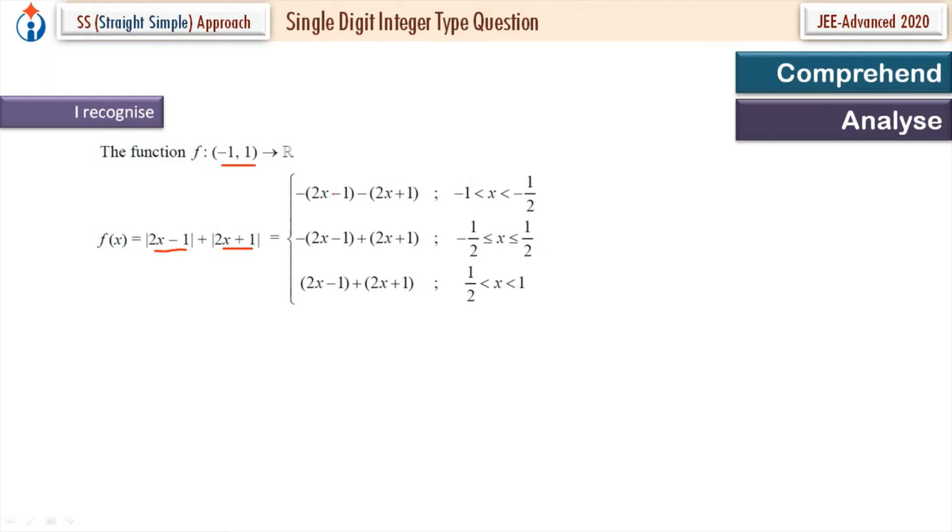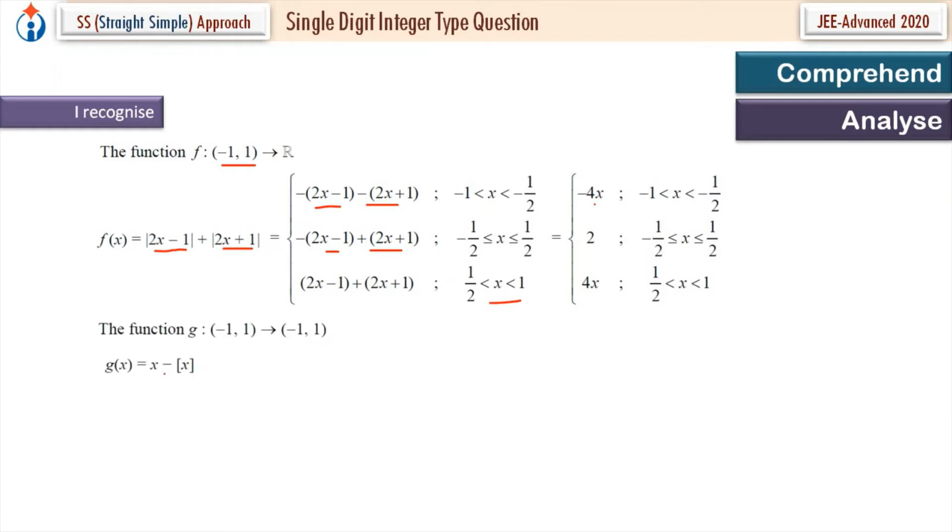The domain is -1 to 1. So from -1 to minus half, this is negative, this is negative. We get this. From minus half to half, from half to 1. Now we simplify this. We get f(x), the simplified version. We have simplified the modulus here.